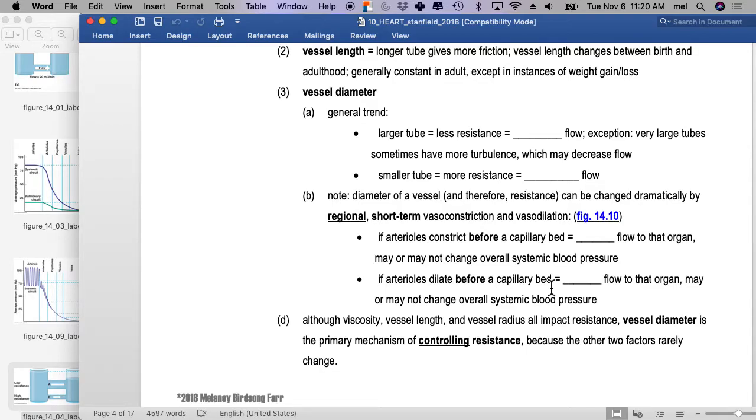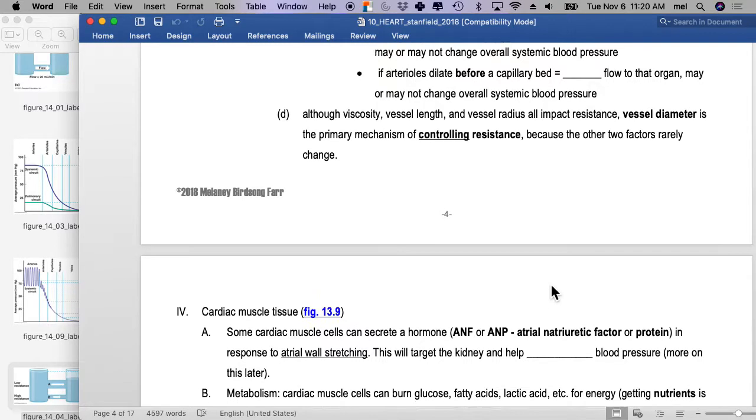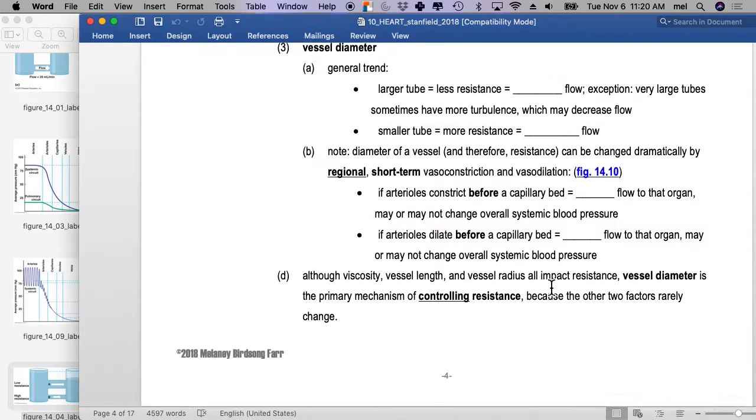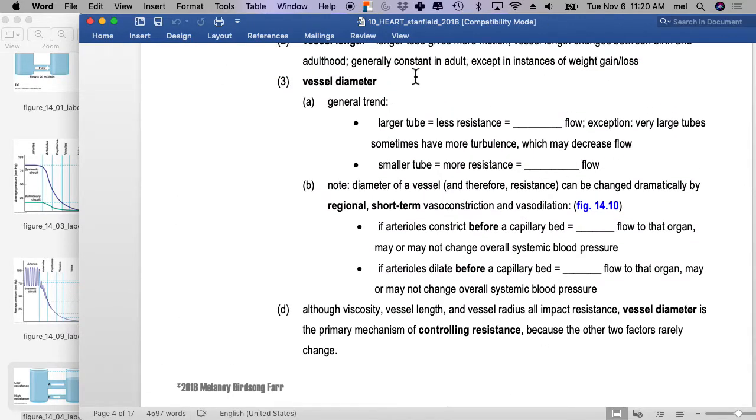So that's what you're doing. Last little tidbit: although viscosity, vessel length, and vessel radius all impact resistance, only one of these do we manipulate over the course of the day to try to impact flow. Which one? Do we impact vessel length or viscosity? No. The only one that we really manipulate is diameter, right? The other two change over long periods of time, but they don't change daily.